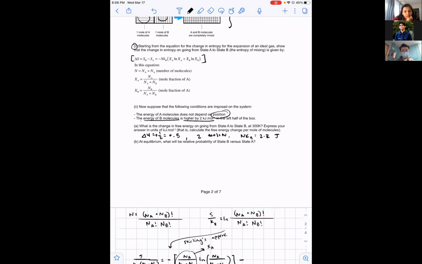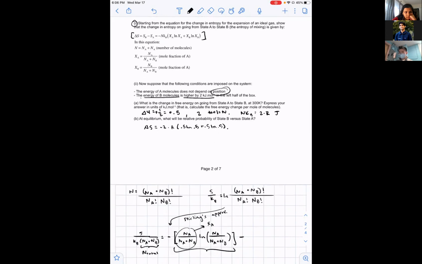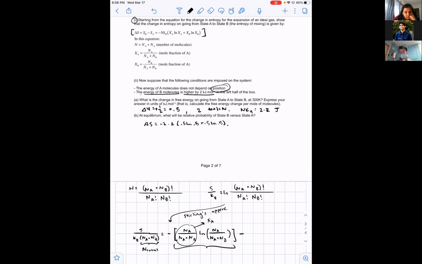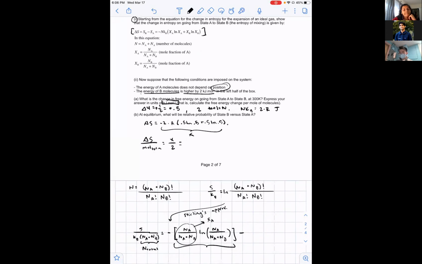So delta S, I'm going to ignore B for now; we can do that later. Delta S is equal to -2 times R, times 0.5 ln 0.5 plus 0.5 ln 0.5. Then we can solve this out to get our value of delta S. After we get some value for this, we have to divide it by the number of moles because we're trying to find the answer in kilojoules per mole. So we take delta S over moles total, which is whatever this value is, we'll call that x over 2. And that's our final answer for part A.